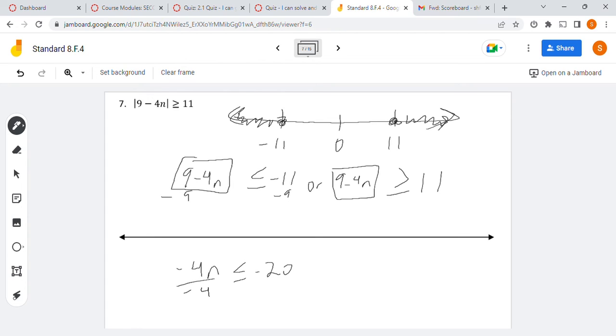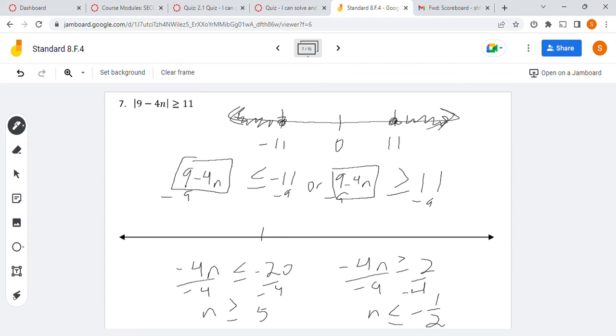Divide by -4, and we get n is less than or equal to +5. Sorry, not less than or equal to. I just divided by a negative number, so I need to switch that sign to greater than or equal to +5. On the second one, we'll subtract 9. We end up with -4n is greater than or equal to 2. Divide this by -4, and we get n, and this will be positive or -1/2, or we could write that as -0.5. Either way is fine. And again, we need to flip the sign, so we're going to go less than or equal to -1/2.